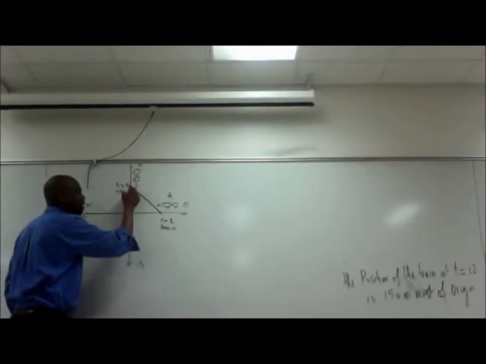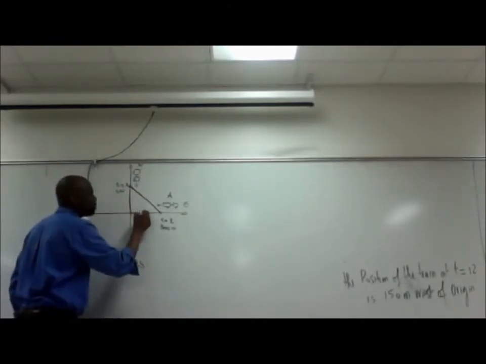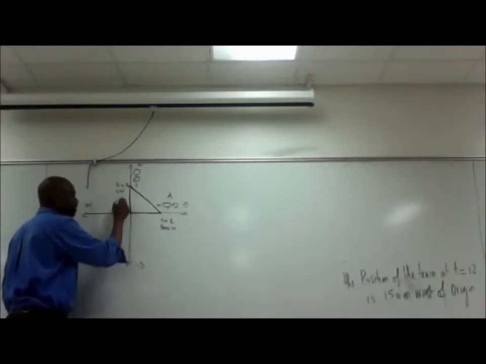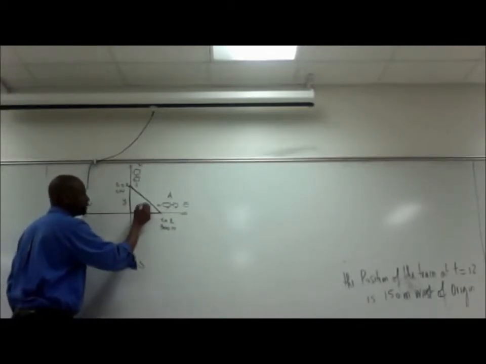from here? Everybody realizes we have what shape? A right triangle. This one we call Y, this one X, and this one Z.